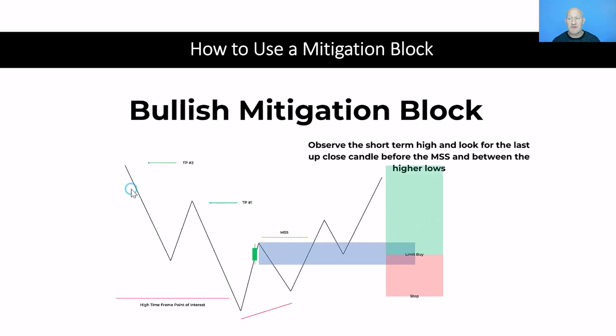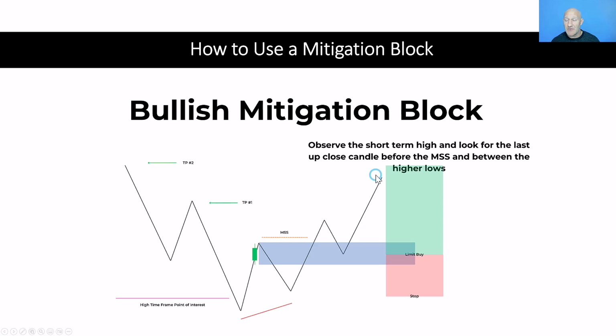So switching across to our bullish mitigation block now, we have price trading lower. We take out that high time frame point of interest and we create our swing low. The market retraces and we create a short-term high before trading lower again. So we have now another swing low, which is higher than the previous swing low. The market trades higher again. So we have our bullish market structure shift before the market trades lower and then trades higher again.